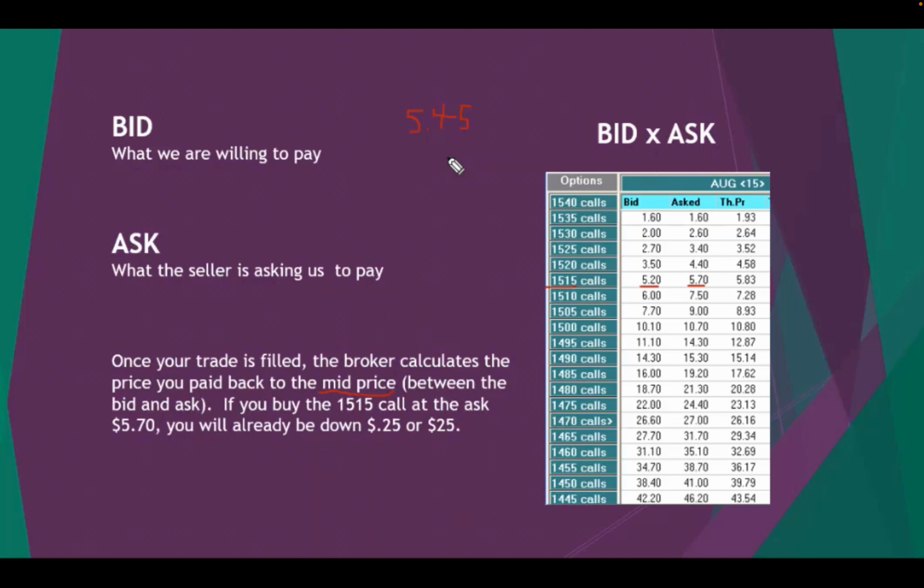Well, you might not get filled there. You might get filled at 525. You might get filled at 520. These prices are fluid. They move all the time. You don't want to just put an order in at 570.